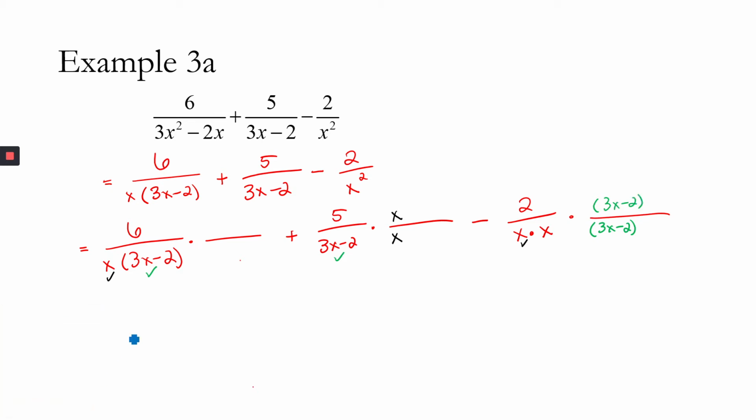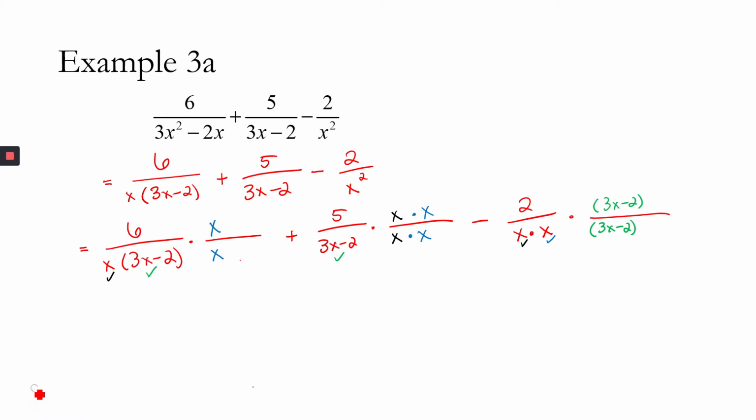Let's keep going. We're out of factors in the first one. We're actually out of factors in the second one. But here's an x. This guy needs an x. And then the middle one also needs an x. Okay, so now if we look through each denominator, I see there's an x, a 3x minus 2, and an x. I see a 3x minus 2, an x, and an x. I see an x, and a 3x minus 2. So everyone has the exact same denominators.